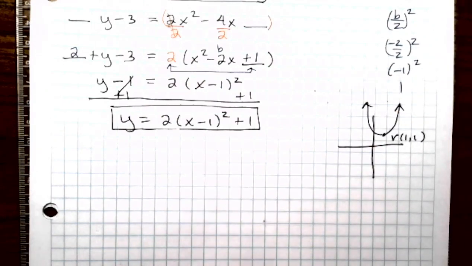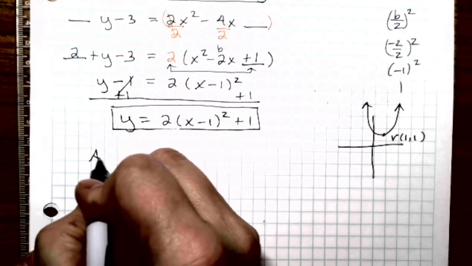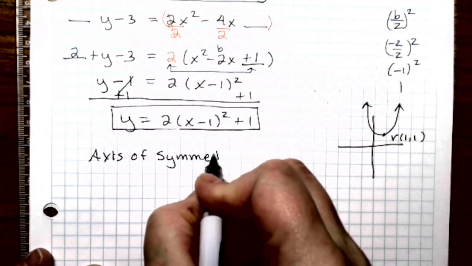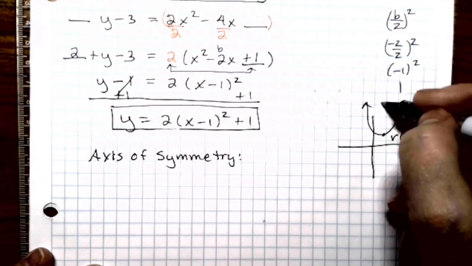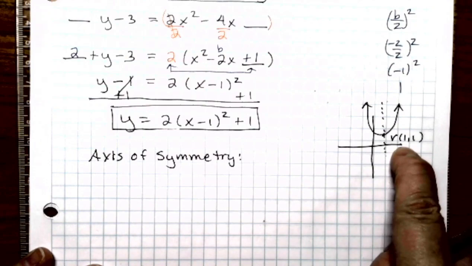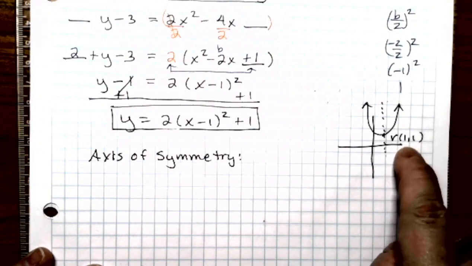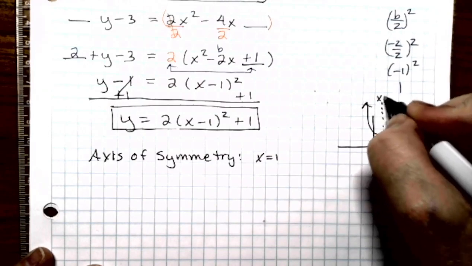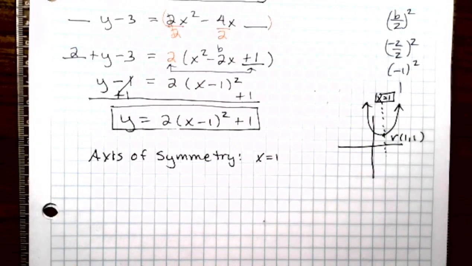Okay, so for starters, the axis of symmetry is the vertical line that goes through the vertex. And just like for standard form, the equation for the axis of symmetry is the same thing as the x coordinate of the vertex, which in this case is 1. So x equals 1 is my axis of symmetry.